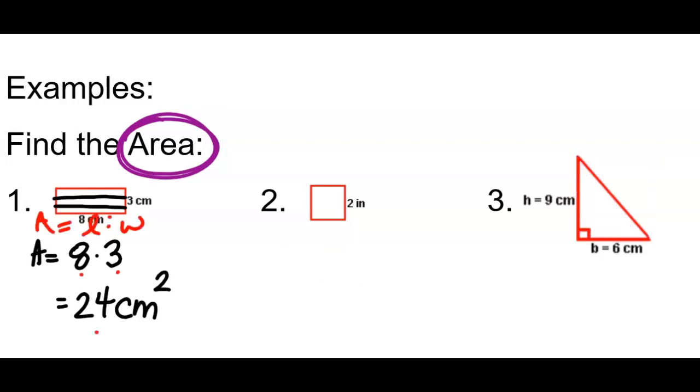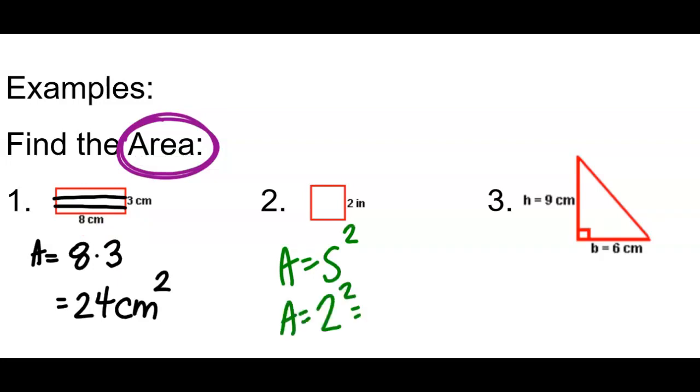Let's talk about number 2 now. Number 2 is, again, an area problem, right? So we're going to use our area equation. A equals S squared. And then what are you going to put in for the S? 2. A equals 2 squared. I'd like you to figure out what that problem is. And then make sure you have your units on it. Remember, those need to be squared.